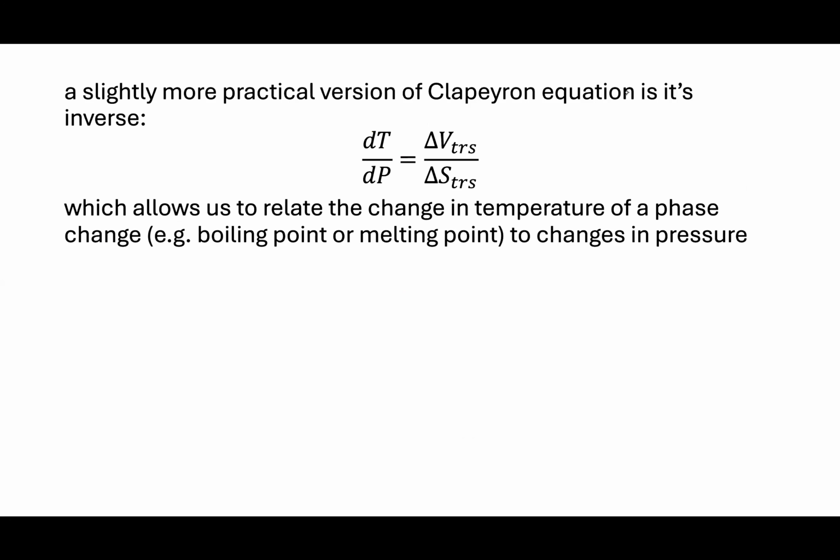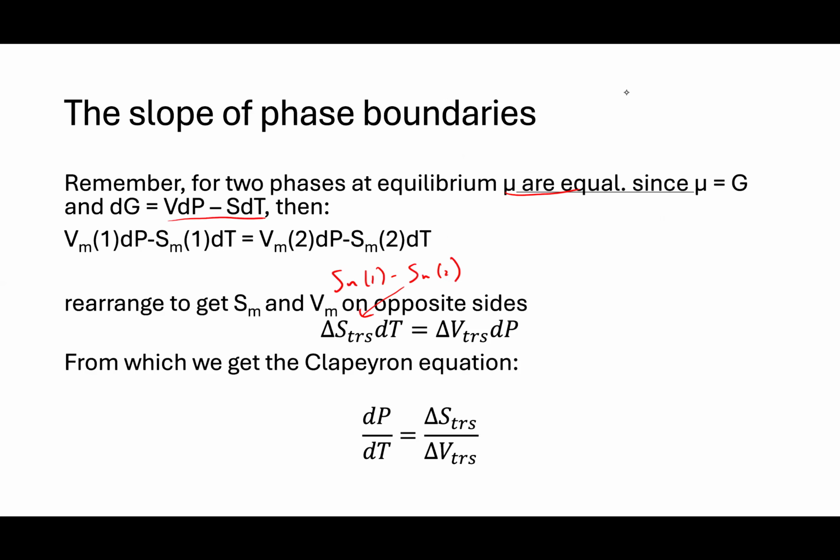So this allows us to relate a change in temperature of a phase change. We can see that if we change the pressure, how is the boiling point or melting point or sublimation point going to change? That's a little bit more useful. But this first Clapeyron equation is going to be the basis of where we derive a little bit more stuff in the rest of the chapter.